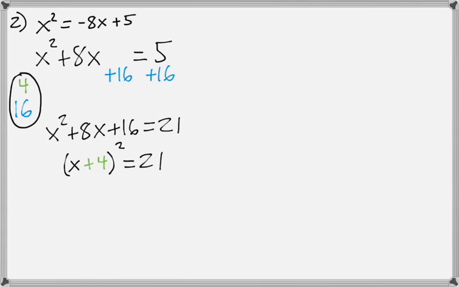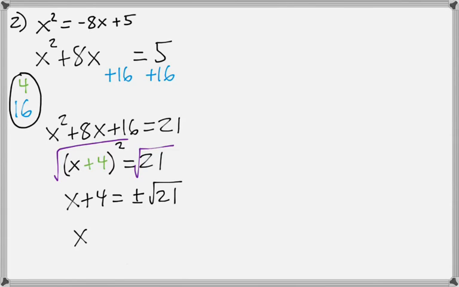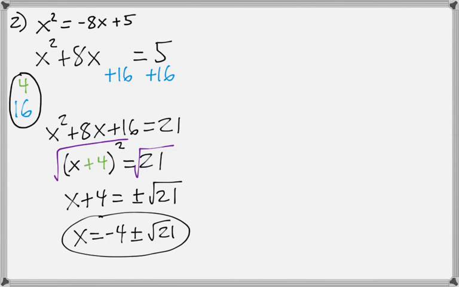Okay, so now I want to get rid of that square by using the square root property. And that's going to give me x plus 4 is equal to plus or minus square root of 21. And then I want to subtract 4 from both sides. So x is equal to negative 4 plus or minus square root of 21. And I can't simplify the square root of 21, so this is my answer. If you wanted to write out both answers separately, it would be negative 4 plus square root of 21 and negative 4 minus square root of 21.